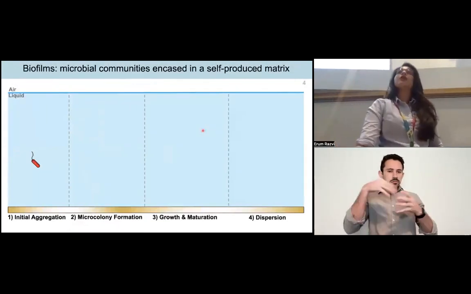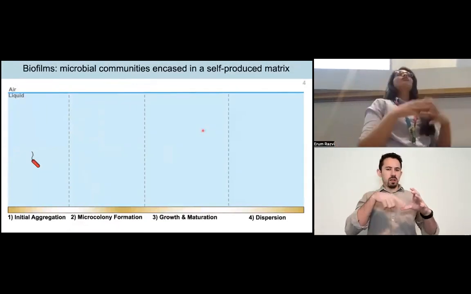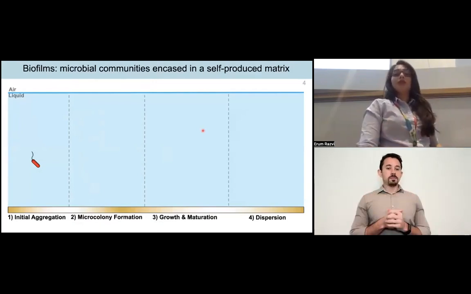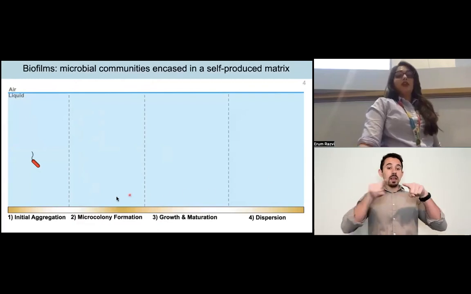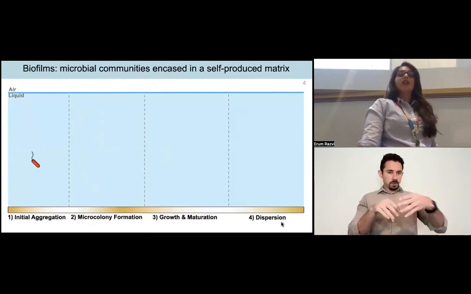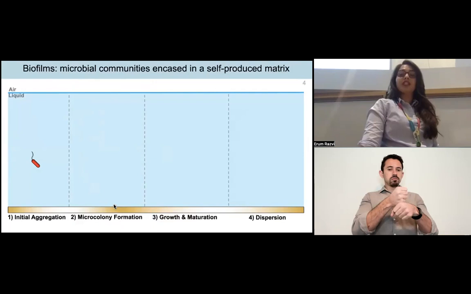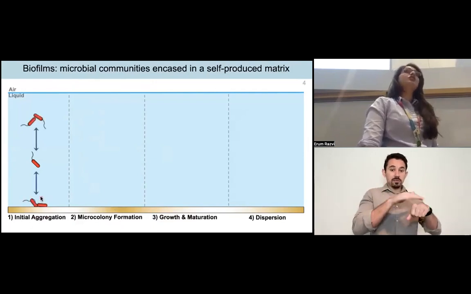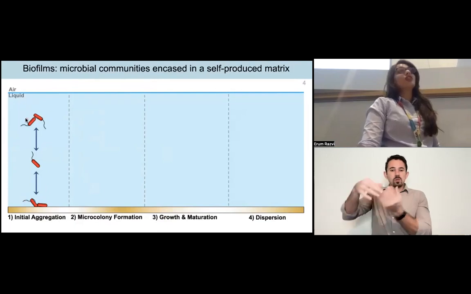Biofilms are microbial communities encased in a self-produced matrix, established to be a dominant microbial life form. The biofilm life cycle involves 4 general steps. The first stage is the formation of an initial aggregate of cells, either by adhesion to a surface or initial cohesion in solution.